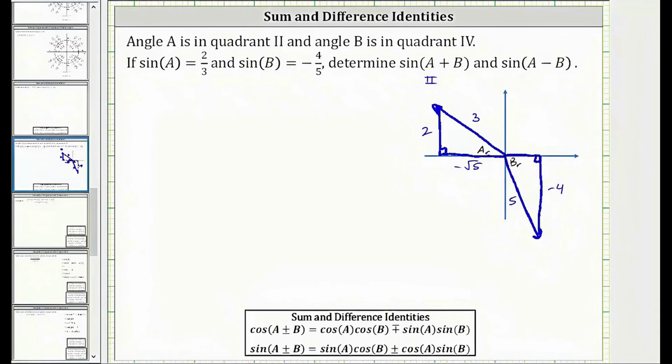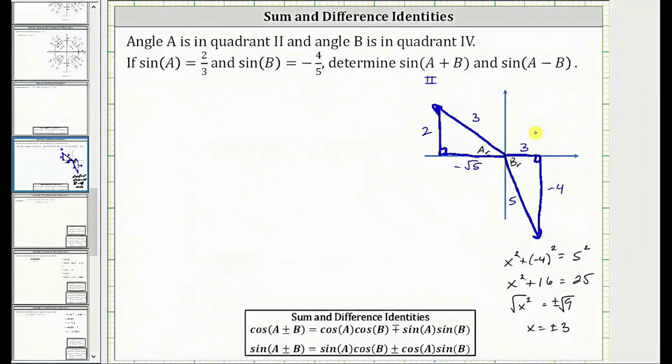And now we need to find this leg here, which we'll label x. Using the Pythagorean theorem, we have x squared plus the square of negative 4 equals the square of 5, giving us x squared plus 16 equals 25. Subtracting 16 on both sides gives us x squared equals 9. And now we square root both sides of the equation, which gives us x equals plus or minus 3. But because we are in quadrant 4 where x is positive, this leg is labeled positive 3.